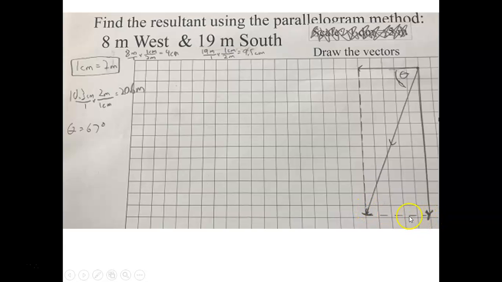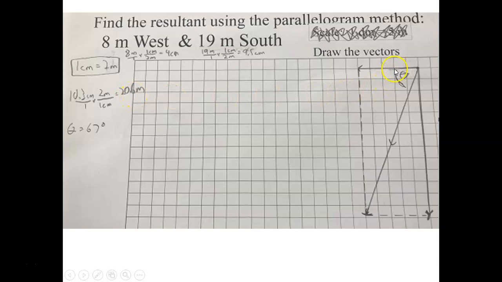And then from the tip of this one, I'm going to go 4 centimeters west, and I'm going to end up here. Now, the resultant is from start to finish. Okay? If you start at the arrows and then follow them, you end up at the finish. So now I measured this arrow, my resultant vector, and I found that it was 10.3 centimeters long. Now I want to know what the answer is in meters, though, because that's the question. So I use my scale again, and this time I multiply by 2. So 1 centimeter equals 2 meters, okay, and I get 20.6 meters.